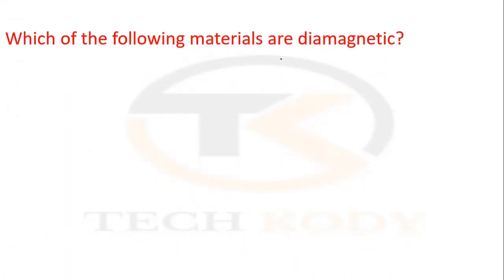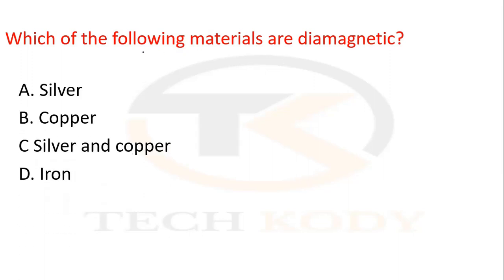Which of the following materials are diamagnetic? Here you can see the given options: which one is a diamagnet? Silver, copper, and iron. The diamagnetic materials are silver and copper.